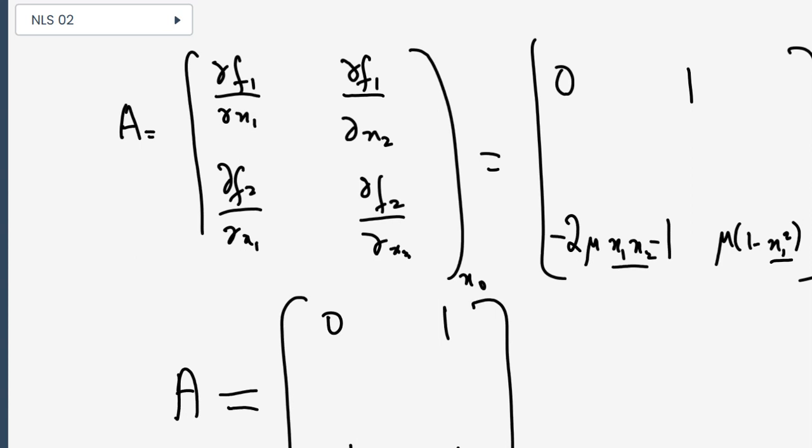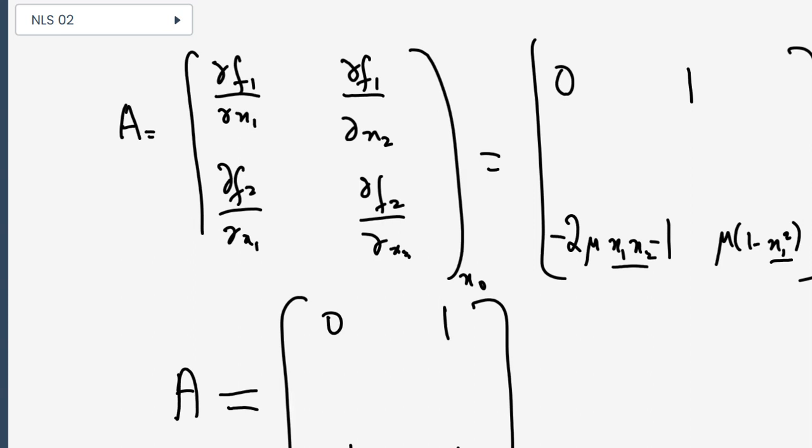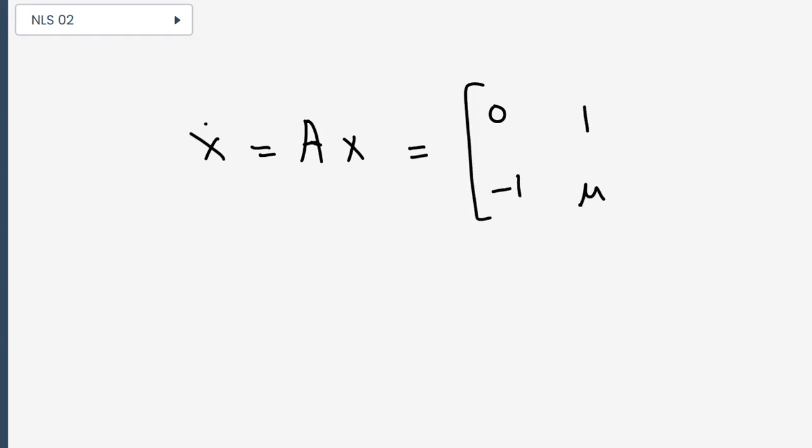For this particular example, we have plus 0 u, so there's actually no differentiation. We do not need to find the B matrix in this case. So this is our A matrix. Therefore, our linearized model of the system will be x dot equal to Ax, or in other words, x dot equal to [0, 1; minus 1, mu] times x. So this is our equation.